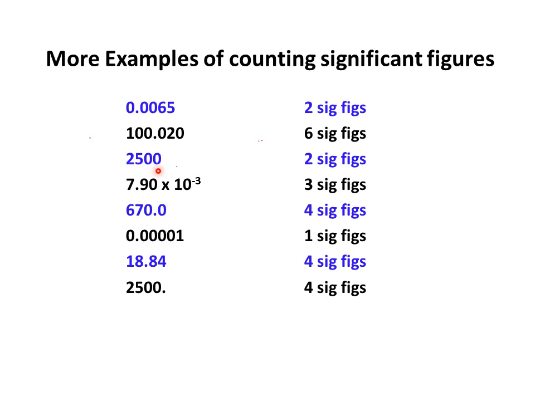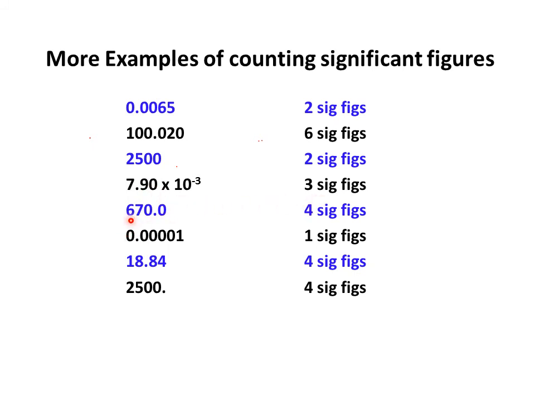This 2,500. It's not terminated by a decimal point, therefore these trailing zeros are not significant, so I'd count 1, 2 sig figs here. Here's a case where we have a number reported in what we call scientific notation, 7.90 times 10 to the negative 3. Whenever you're counting sig figs, focus on the coefficient. Don't worry about this. You want to focus on the coefficient. This is your coefficient. So this is a trailing zero. It comes after the decimal point. It's preceded by a non-zero number, so it is significant. So I would count 1, 2, 3 sig figs here.